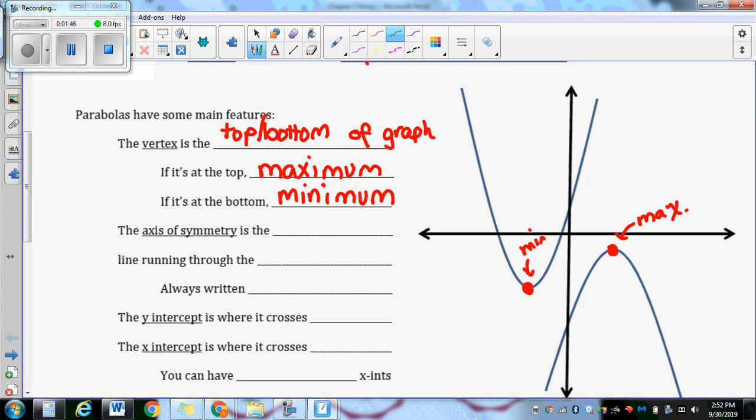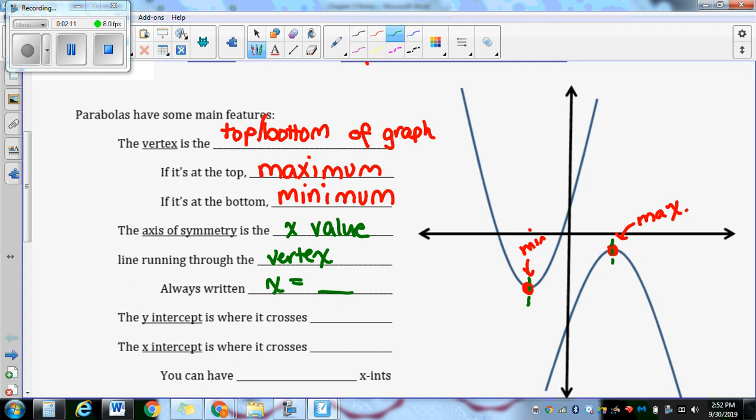The axis of symmetry is the x value line running through the vertex. So in this case, it's right here. In this case, it's right here. We always write these as x equals a number. So that might be x equals 5 if the x value of the vertex is 5, or whatever it actually may be.